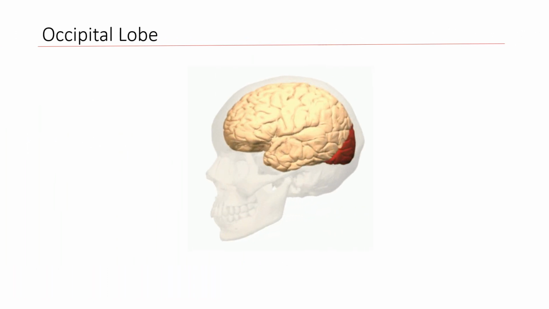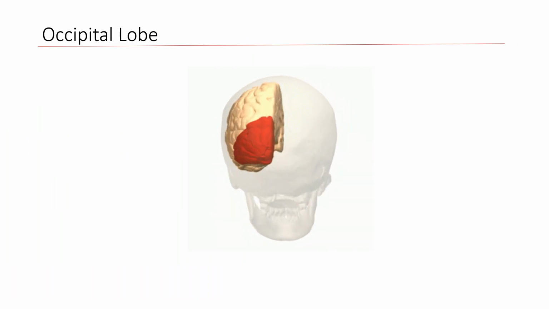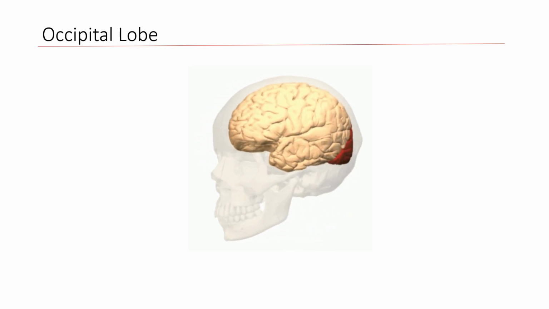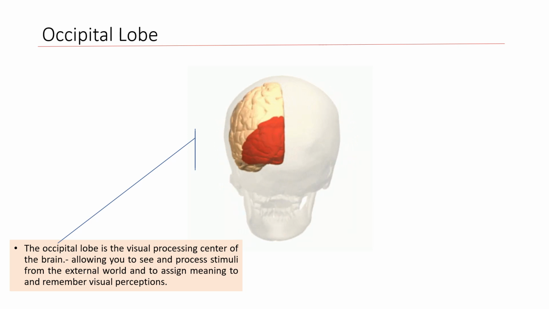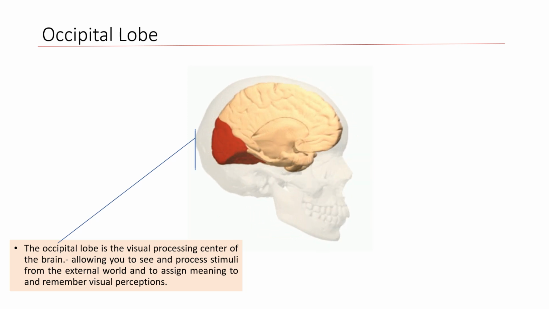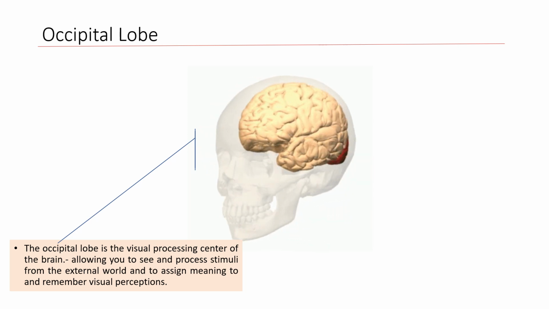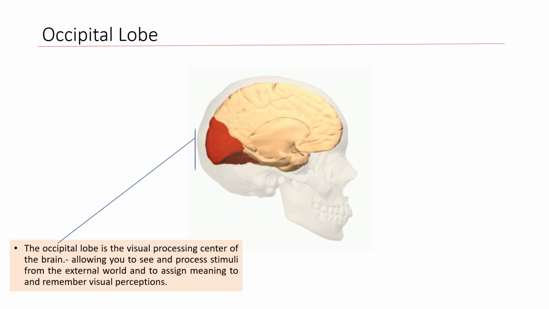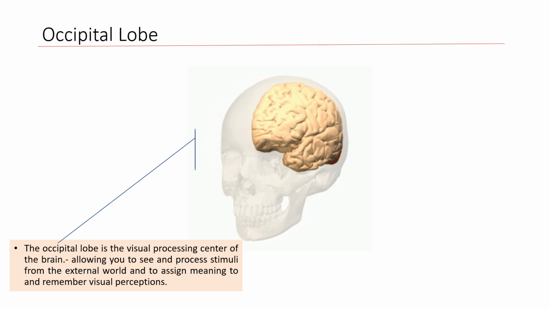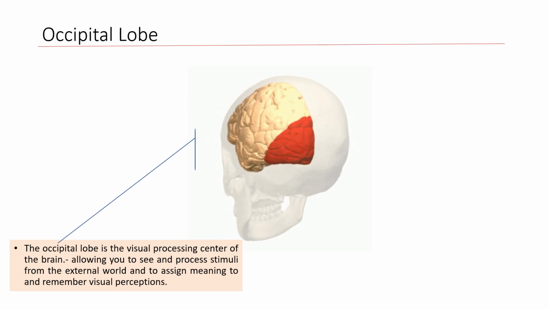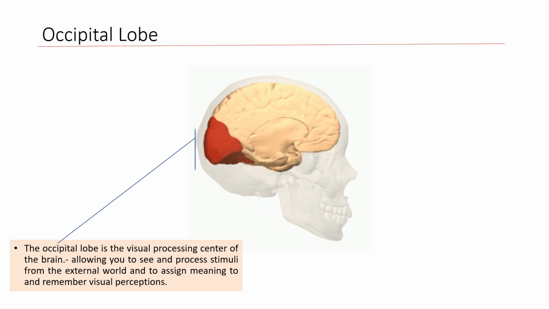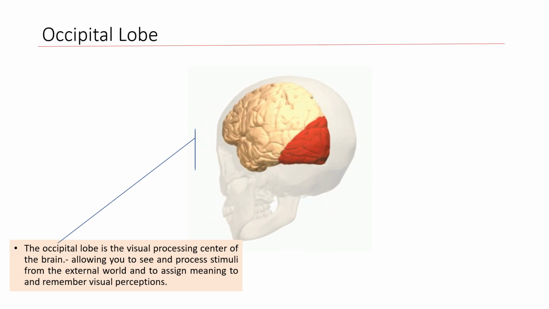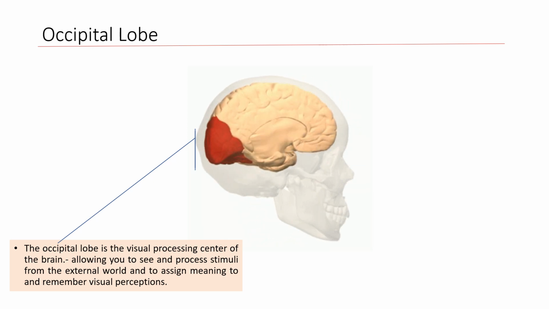The occipital lobe is located at the rear end of the cerebrum. This is the visual processing center of the brain. The occipital lobe is the seat of most of the brain's visual cortex, allowing you to see and process stimuli from the external world and to assign meaning to and remember visual perceptions. Located just under the parietal lobe and above the temporal lobe, the occipital lobe is the brain's smallest lobe, but its functions are indispensable.